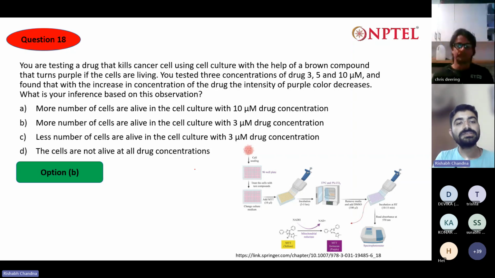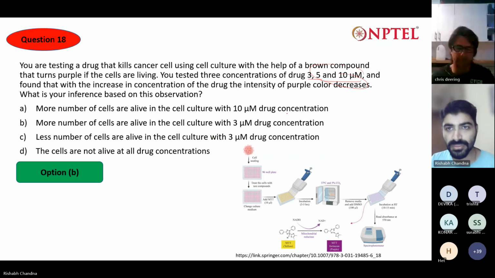So the intensity will be directly proportional to the number of cells that are alive. This is the principle of the test that we are using. Now get back to the question. We used 3, 5, and 10 micromolar concentrations of the drug, and as we increase the concentration of the drug, the number of cells killed is more. That is the scenario observed in this case.